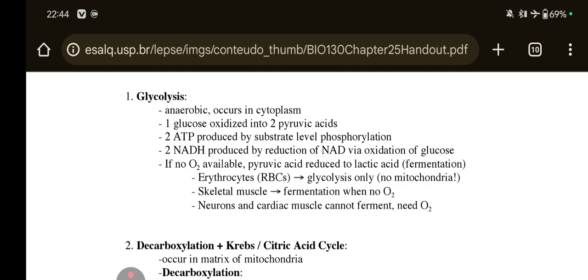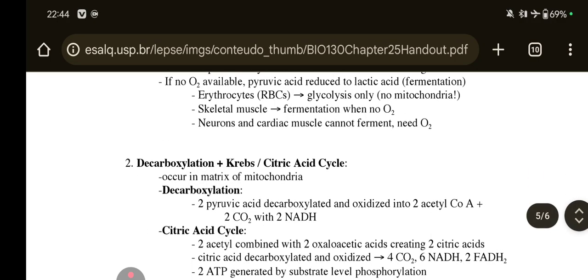Erythrocytes use glycolysis only. Skeletal muscle uses fermentation when no O2 is available. Neurons and cardiac muscles cannot ferment and need O2. 2. Decarboxylation and the Krebs cycle, or citric acid cycle, occur in the matrix of mitochondria.